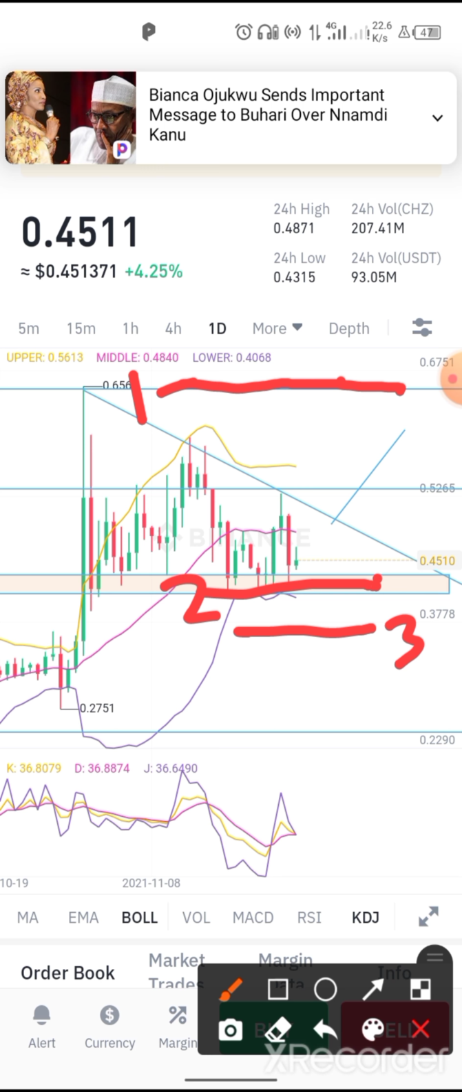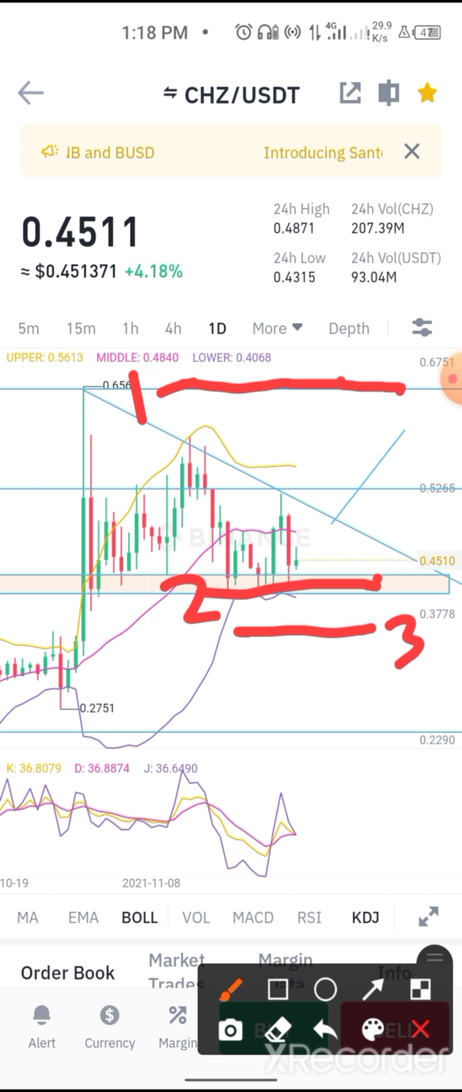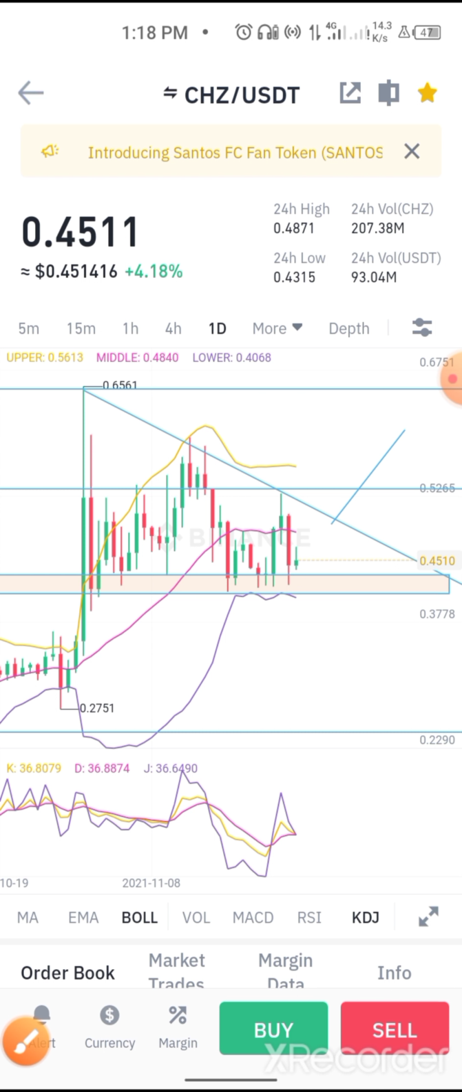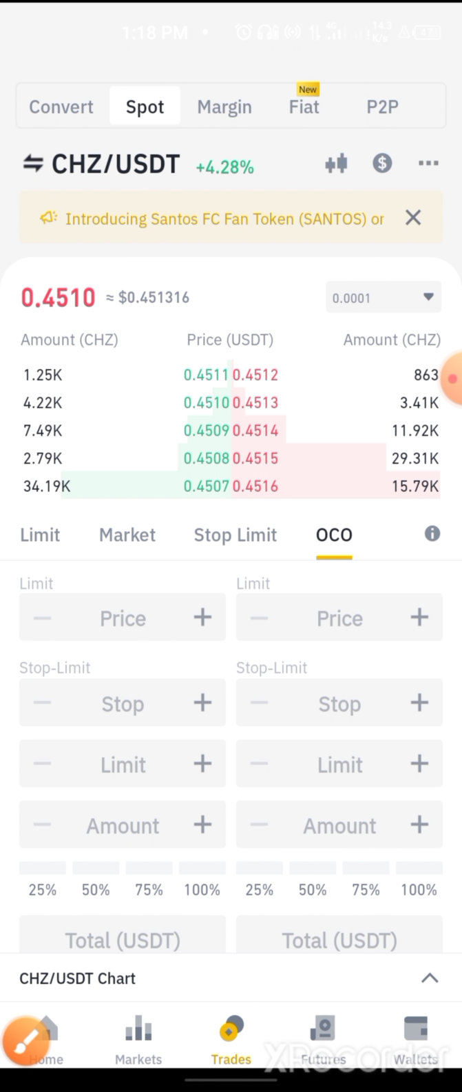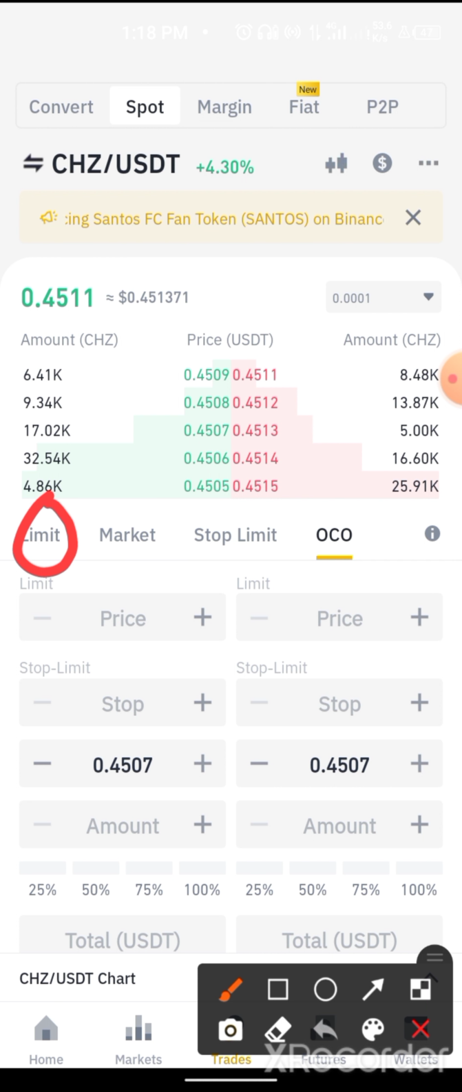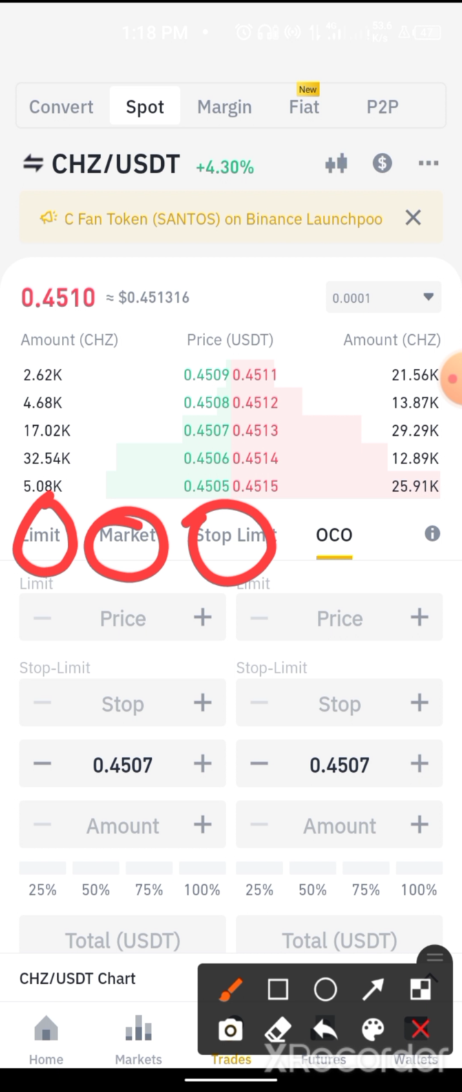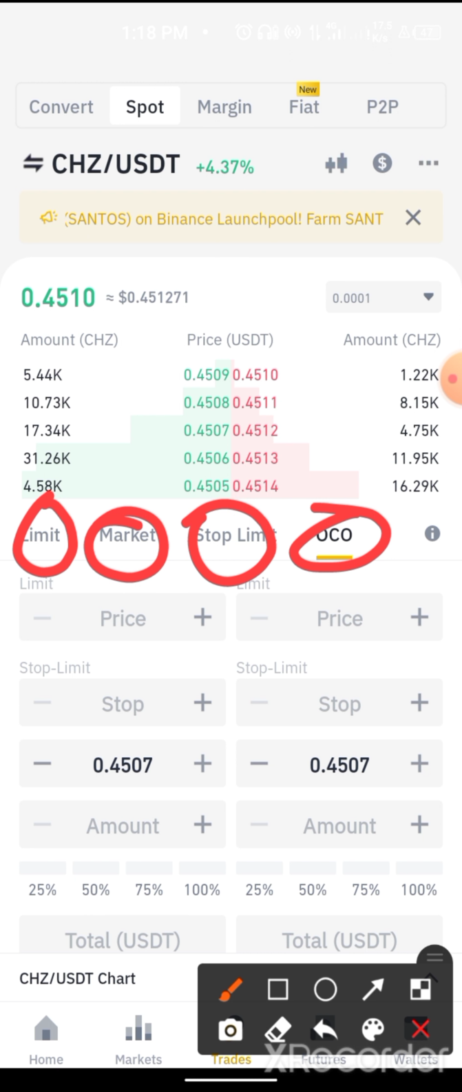Okay, so this is roughly the types of order on Binance. Let's do a little recap. We have four orders: the limit order, the market order, the stop limit order, and the OCO. These are the four major types of orders across several exchanges. Most exchanges just have the limit order, some also have the market and the stop limit, but very few exchanges have the OCO order.